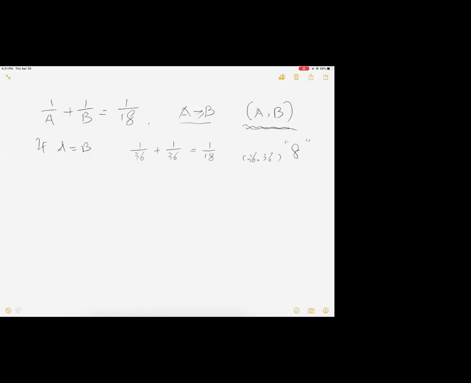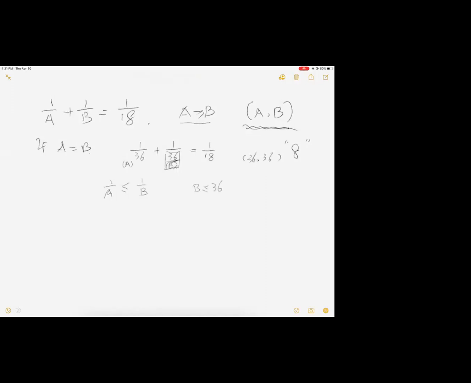So one of them is A, the other one is B. It said A is greater than or equal to B, so that means 1 over A must be less than or equal to 1 over B. Again, these are positive integers. In other words, the largest number B can have is 36. B should be less than or equal to 36.